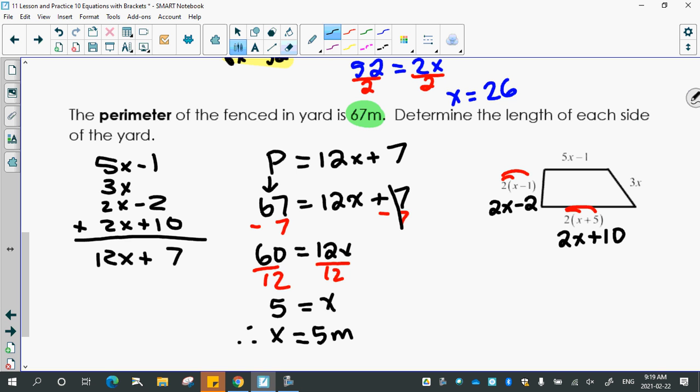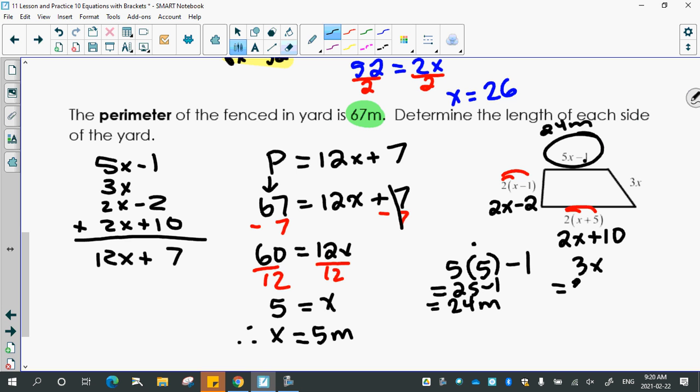All right, once I know x is 5 meters, how do I figure out how much a side is worth? Anyone, how would I figure out one side? No, x is 5 meters. Any ideas? How would I figure out this side, for instance? 5x minus 1. Yep. 5 times 5. Good. So I'm replacing x with 5, substituting using brackets, minus 1 is 25 minus 1, which is 24 meters. Okay, so this side is 24 meters. Everybody good?